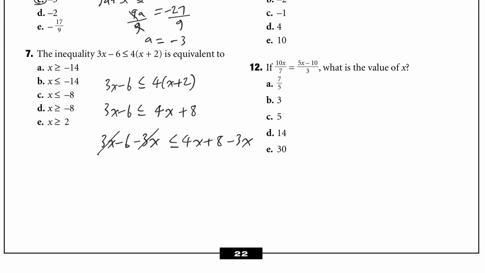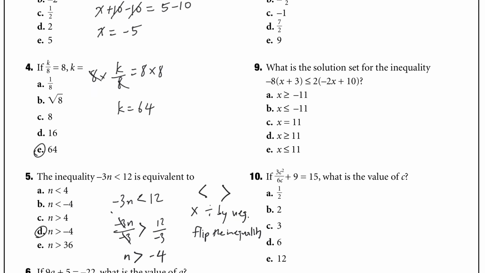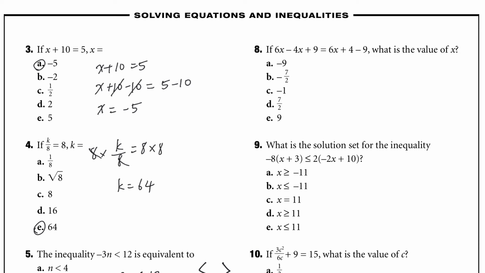So these cancel. Negative 6 is less than or equal to 4x minus 3x plus 8. So 4x minus 3x is x plus 8. Now I want to subtract 8 from both sides so that I can isolate for x. These cancel. I have negative 14 is less than or equal to x, or x is greater than or equal to negative 14. Answer is A. Okay, question number 8.